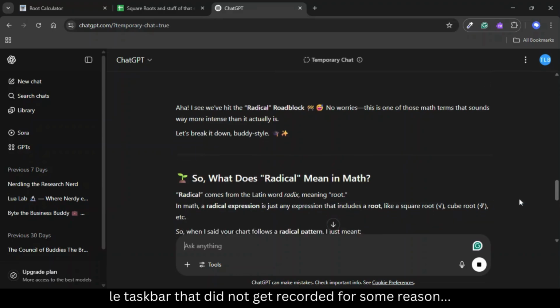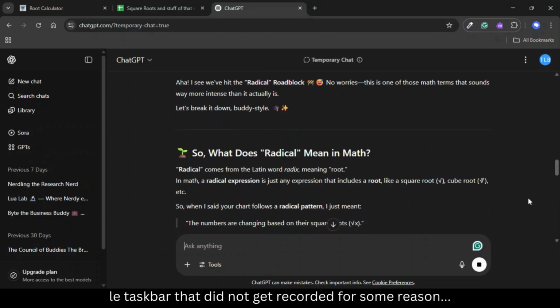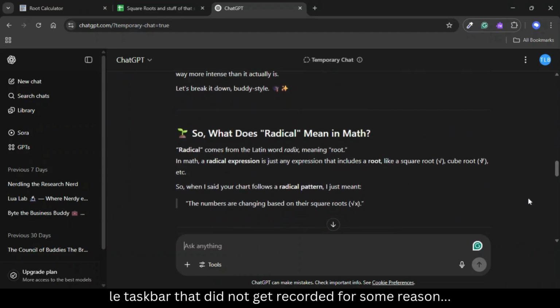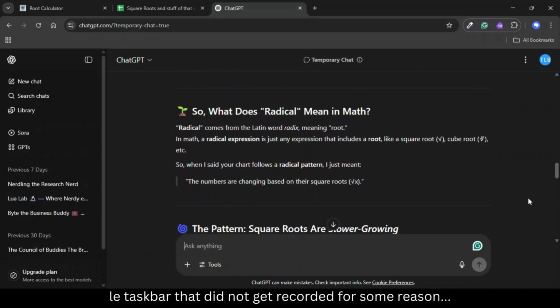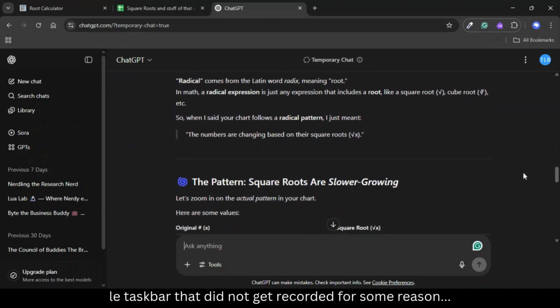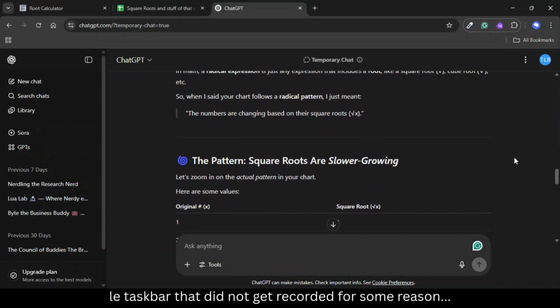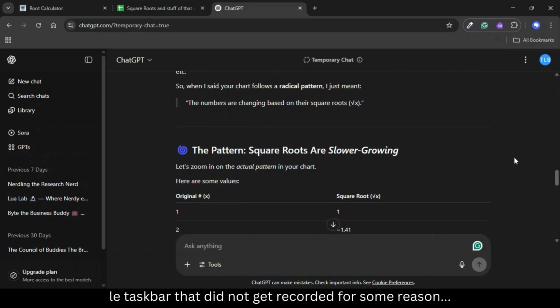Radical. Okay, radical comes from the word radix, meaning root. In math, a radical expression is just any expression that includes a root, like a square root, cube root, etc. So when I said your chart follows a radical pattern, I just mean the numbers are changing based on their square root. Oh, the pattern. Square roots are slower growing.